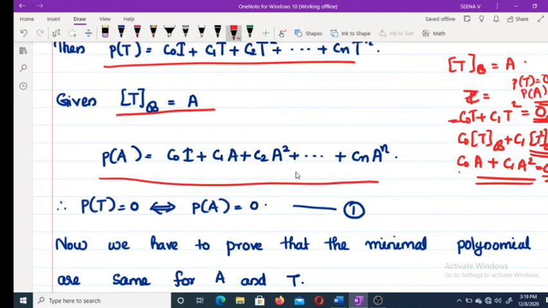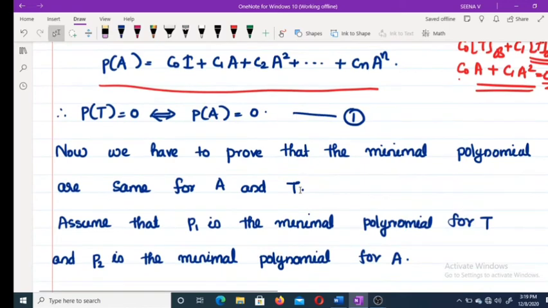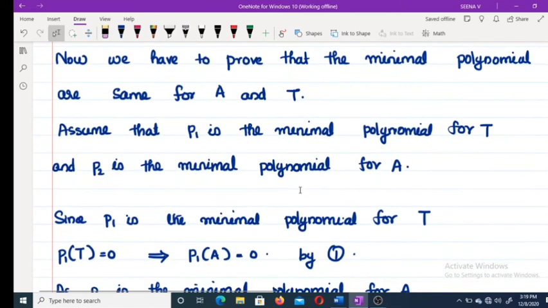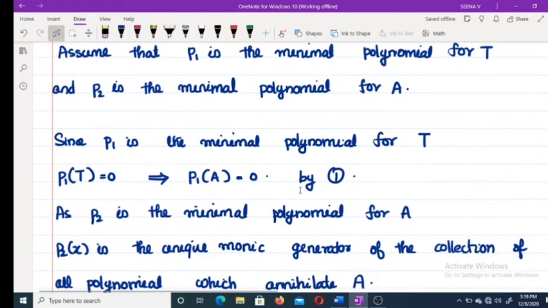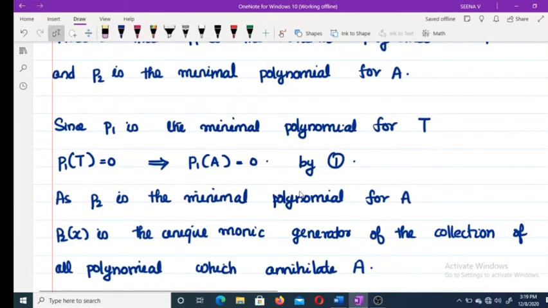And here, the right-hand side is a 0 operator. Okay, so we have to prove the minimal polynomials are the same for A and T. Assume p1 is the minimal polynomial for T and p2 is the minimal polynomial for A. Since p1 is the minimal polynomial for T, p1(T) equals 0. p1(T) equal to 0 means p1(A) equals 0.